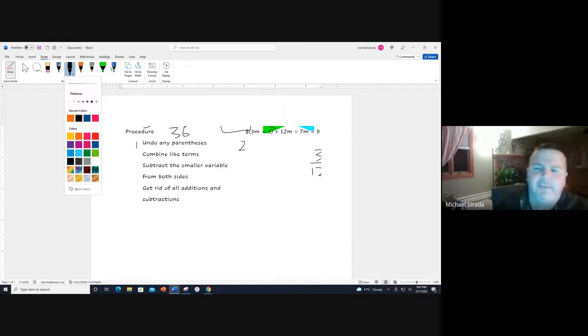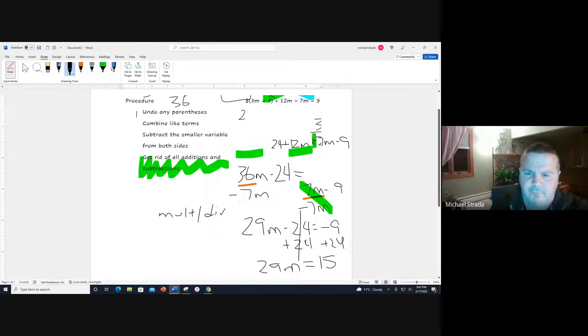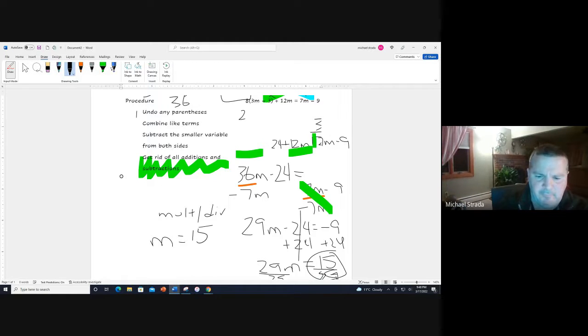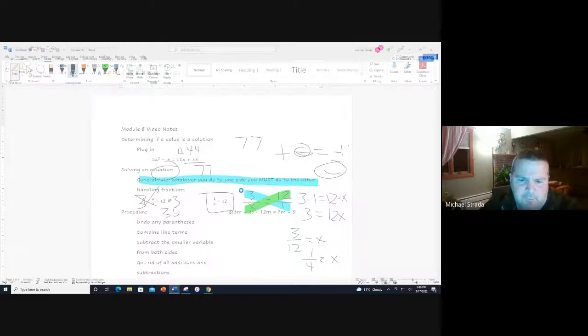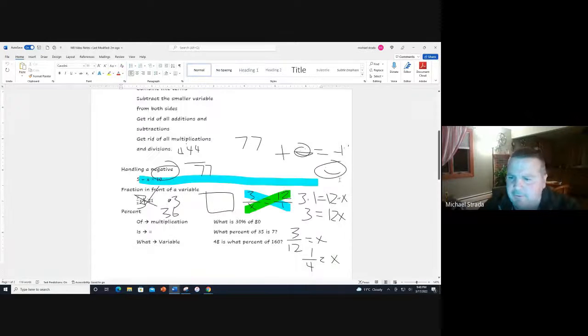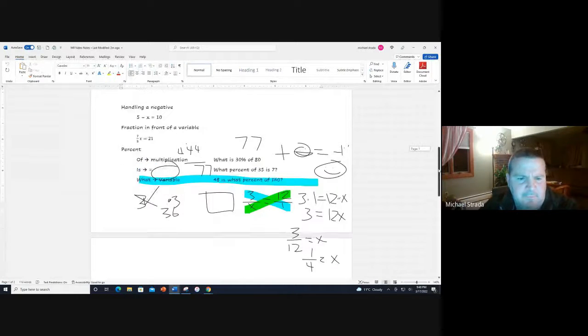All right, so when we were done with all that, we're left with 29m equals 15. If I divide both sides by 29, I get my final answer, which is 15 over 29. So m equals 15 over 29 when I'm all said and done. All right, so that's generally how I would handle all equations. Now I come back here to the rest of the notes on this.